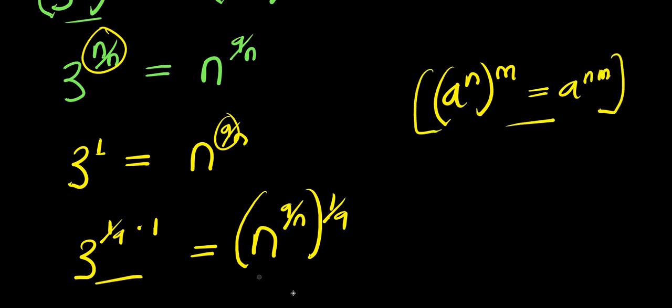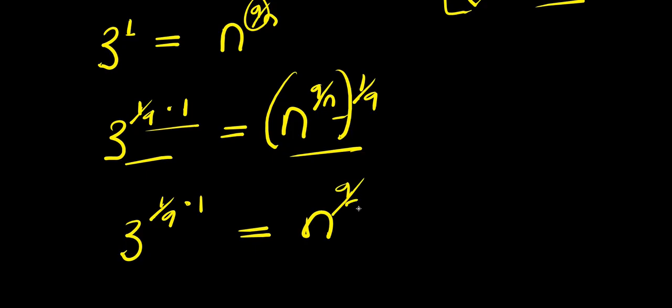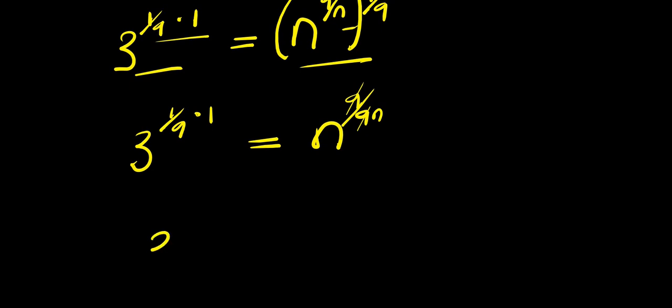Applying this right here and here, I simply have 3^(1/9), and let's still add the times 1, because we are going to make use of that. n^(9 times 1, that is 9/n times 9, that is 9n), and cancel 9. So right here, 3^(1/9 times 1) equals n^(1/n), because 9 cancels 9.